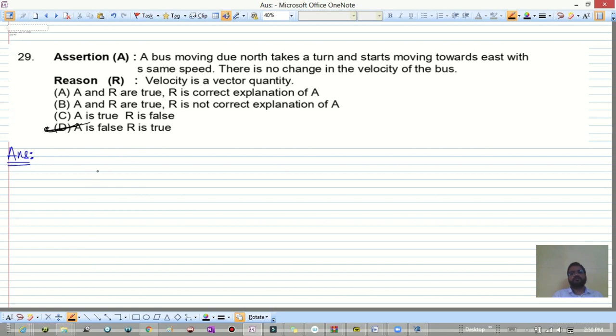So I hope this is clear, right? Initially the bus is moving towards the north, takes a turn and moves towards the east. So firstly north, then east, but the speed is the same. Speed is the same, but the velocity changes as the direction changes. So I hope this is clear.